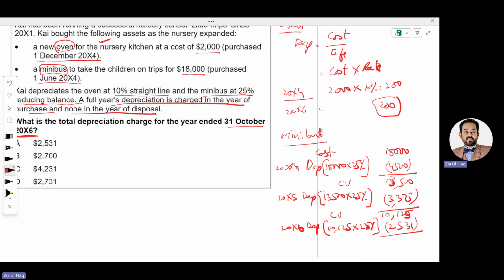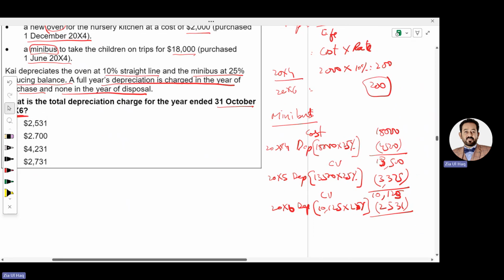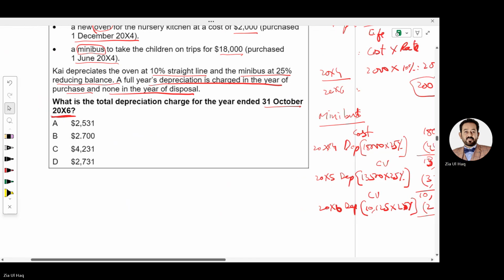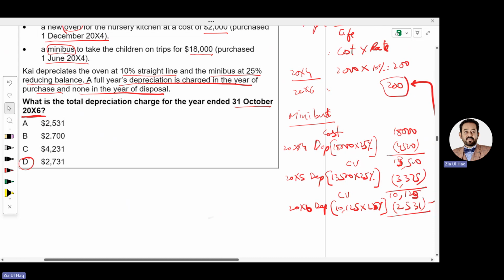So this is the depreciation. We need to calculate only depreciation. For 20x6, for the minibus it is this. For the oven it is this. So 2,731. What's the option? Option D. Is it fine?